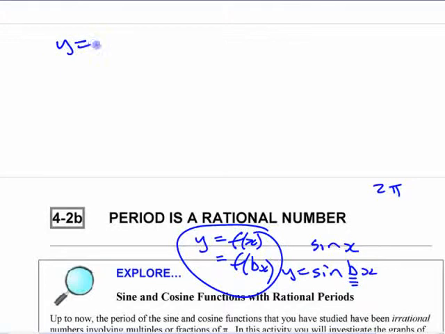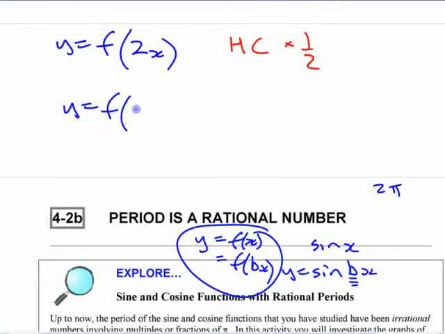If you change something to say f of 2x, what kind of a change does that cause from f of x? Horizontal compression by a half, right? Kind of works in the opposite here. Any values you had on the original function are now going to be half as much x values. If you change to y equals f of a half x, it causes horizontal expansion by 2. It works in the opposite way.